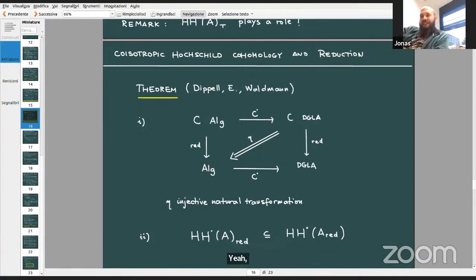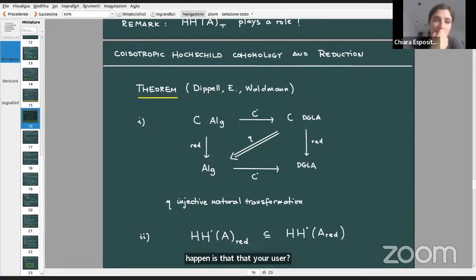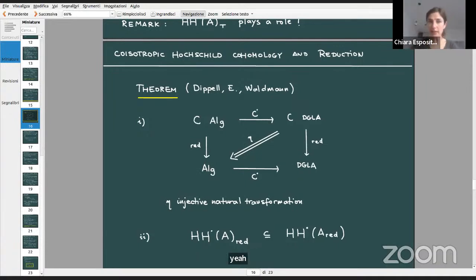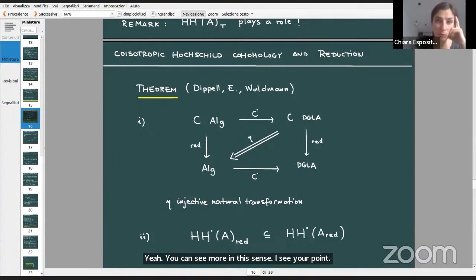But what can happen is that your usual Hochschild cohomology is just vanishing, but you still have the coisotropic one by just taking a topological space, a subspace, and taking continuous functions. You can see more in this sense. I see your point. Yeah, I will try to discuss this with Marvin. Thanks.